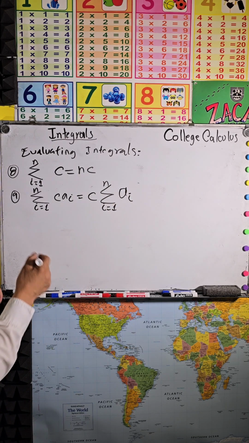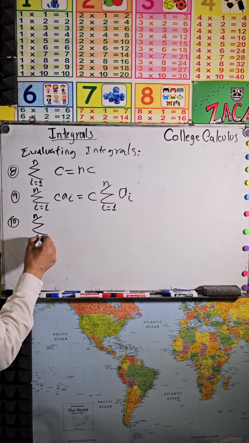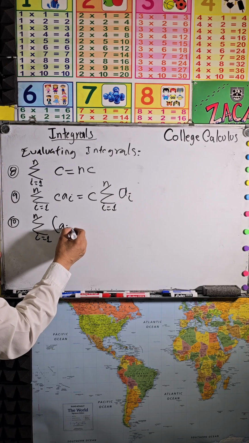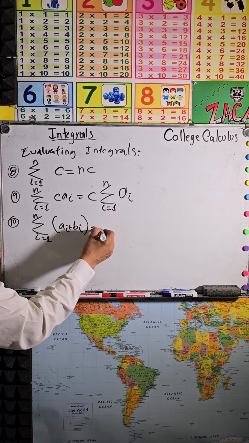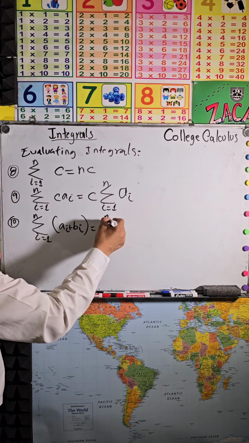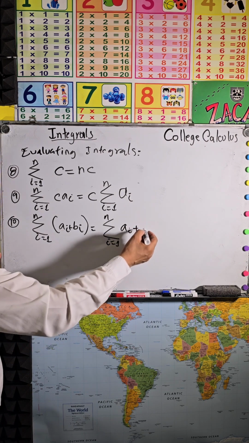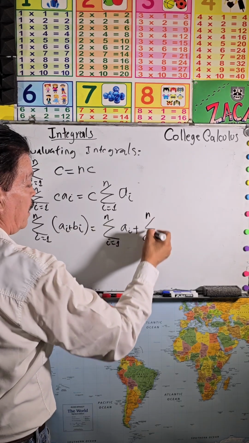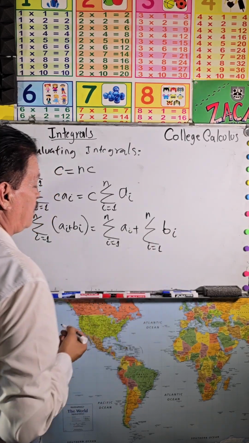Number 10. Let's write number 10. It is like this, sigma with i equals 1 to n, of a i plus b i, close, equals sigma of a i plus, again another sigma with i equals 1 to n, of b i. All right, that's number 10.